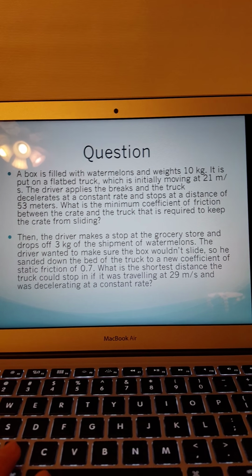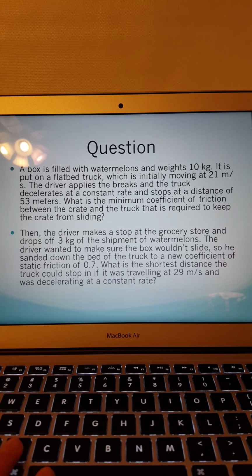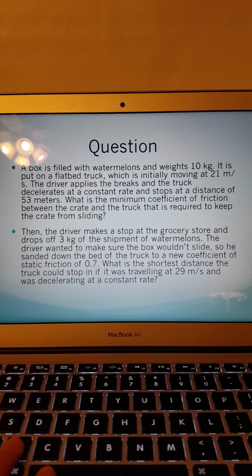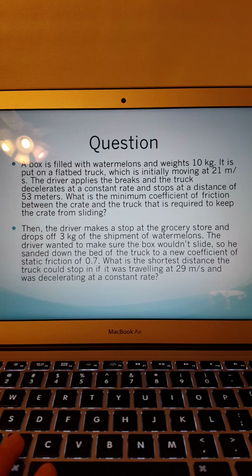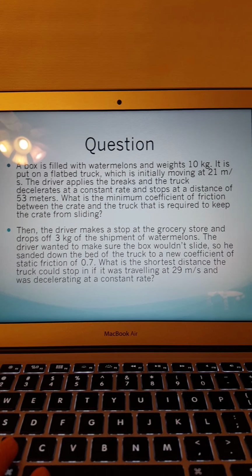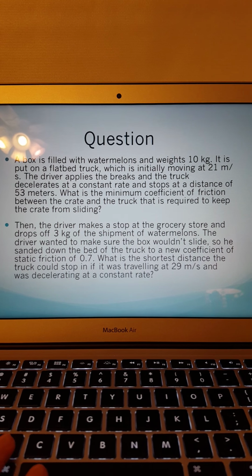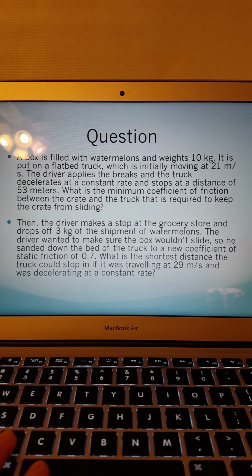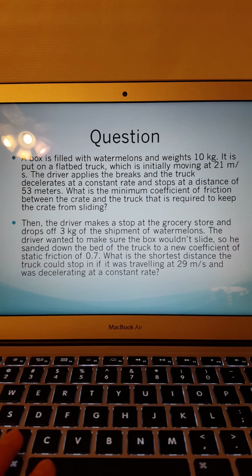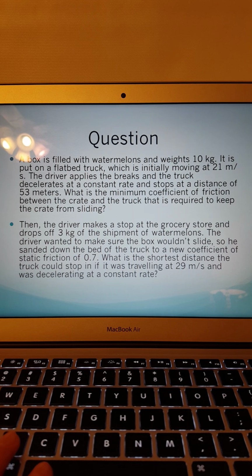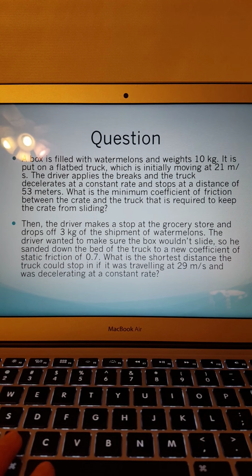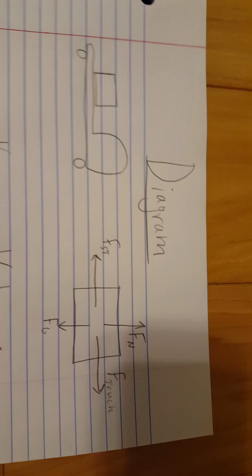crate from sliding? Then the driver makes a stop at the grocery store and drops off 3 kilograms of the shipment of watermelons. The driver wanted to make sure the box wouldn't slide, so he sanded down the bed of the truck to a new coefficient of static friction of 0.7. What is the shortest distance the truck could stop in if it was traveling at 29 meters per second and was decelerating at a constant rate?